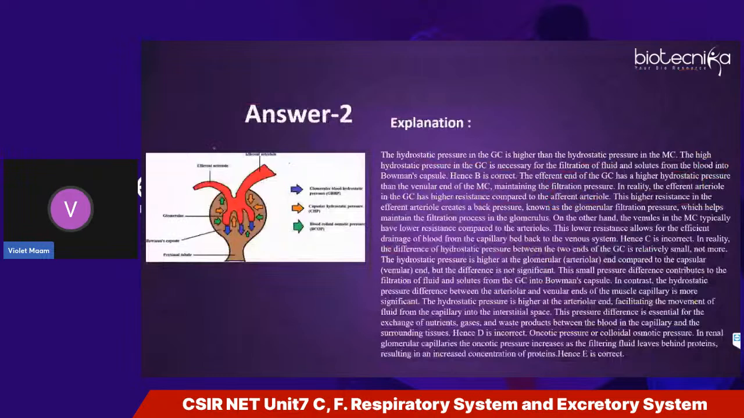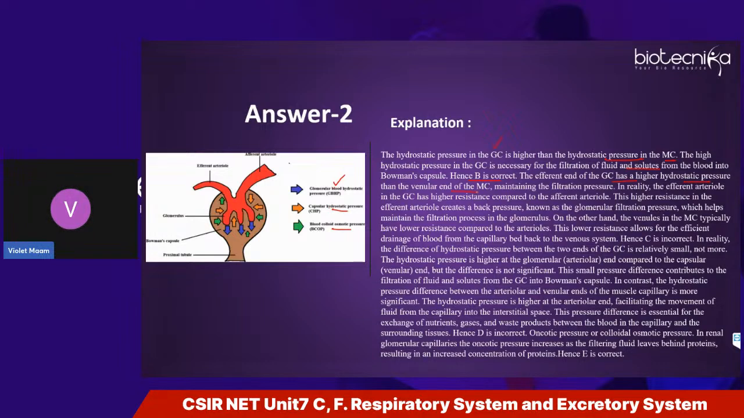Quickly we'll go through these statements. You can see this figure over here, which is related to the pressures. Already, in another question we saw the glomerular blood hydrostatic pressure, capsular hydrostatic pressure, and blood colloid osmotic pressure. The hydrostatic pressure in glomerular capillaries is higher compared to muscle capillary. The high hydrostatic pressure is necessary for the filtration of fluid and solutes. So B is correct.